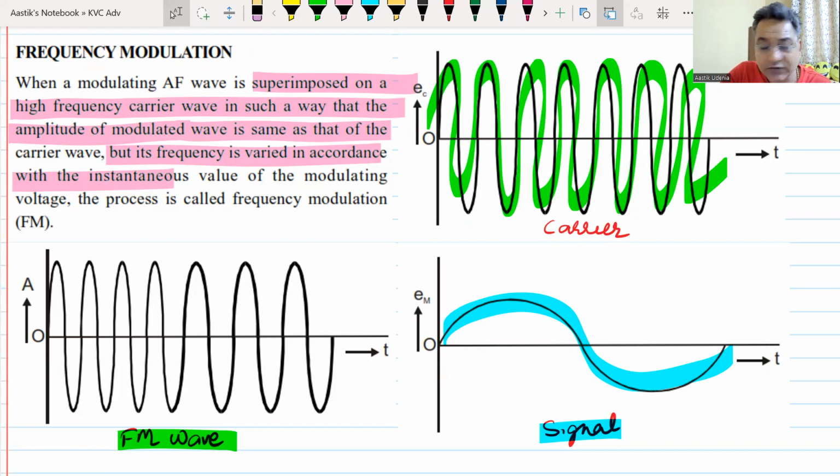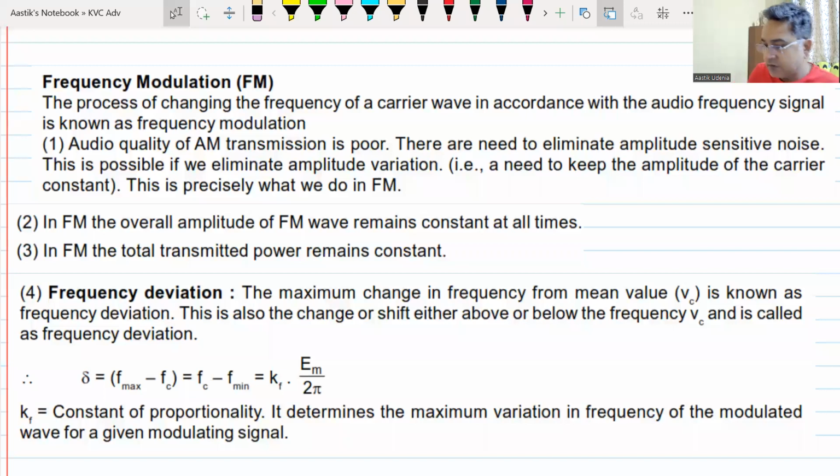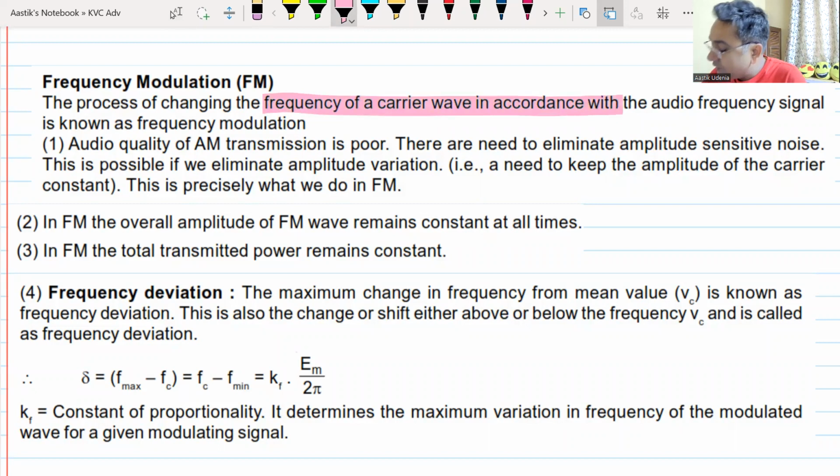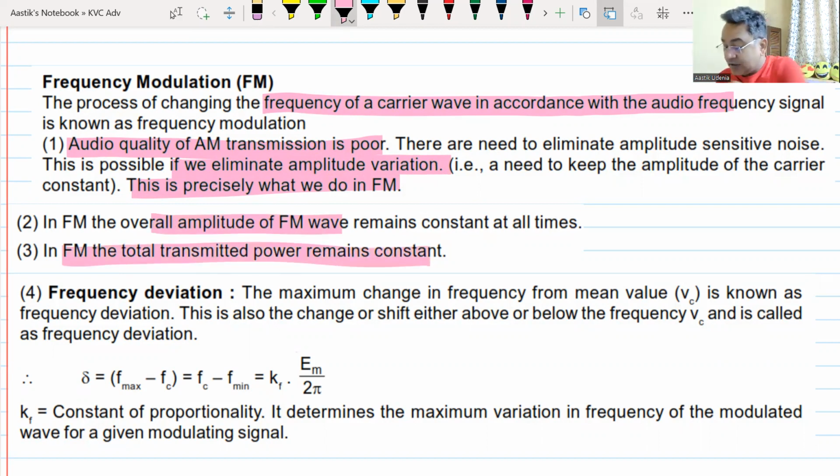Yes, sir. I'll give you a minute to note this down. So what is frequency modulation wave? The frequency of the carrier wave is changed according to the audio frequency. Audio quality of AM transmission is poor. We remove the amplitude variation and we make the quality very good. Do we understand this? Yes, sir. The overall amplitude remains same. The total transmitted power also remains same.